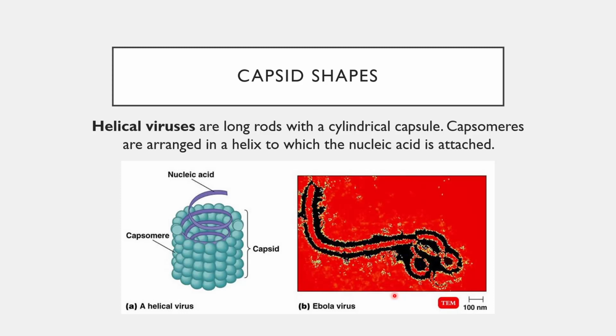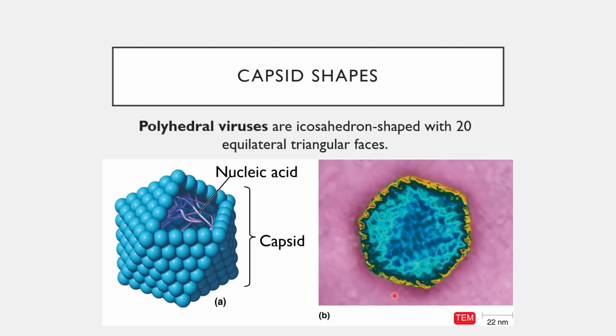And then there's polyhedral viruses. Polyhedral viruses have a capsid shape that is the three-dimensional shape of an icosahedron. An icosahedron is this 3D shape that has 20 equilateral triangular faces.